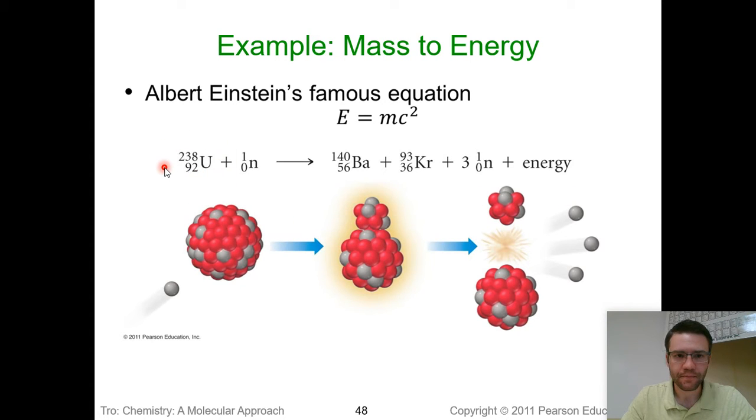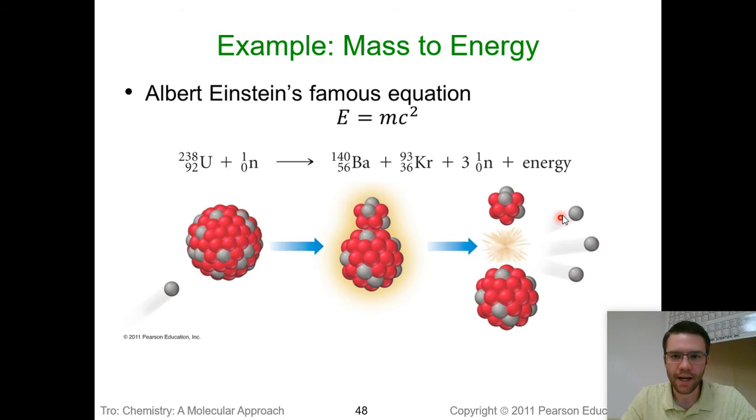This is uranium, and this is the fission of uranium. So fission of uranium involves a neutron being absorbed by a uranium atom. And once it gets absorbed, that atom becomes unstable, and it rips apart and makes two smaller atoms, a barium and a krypton atom. And then it shoots off three more neutrons.